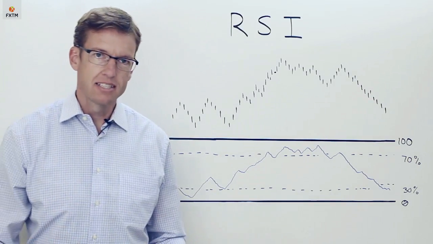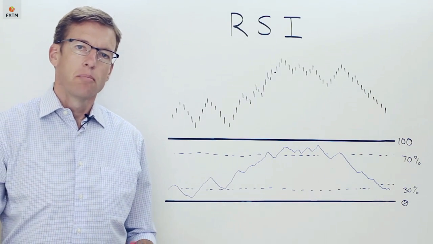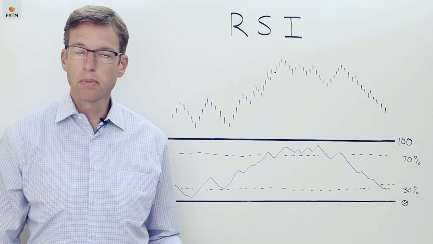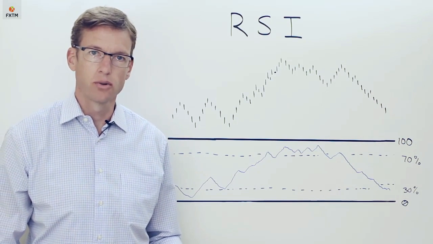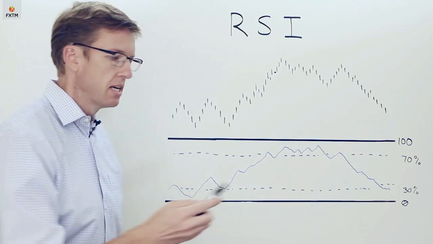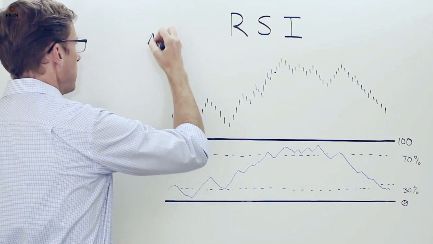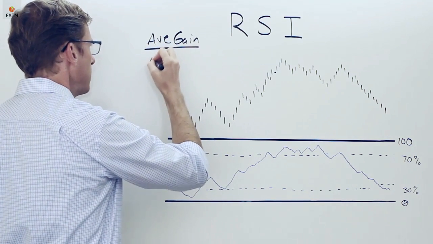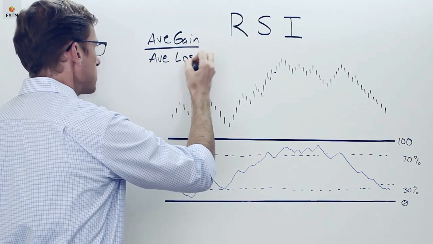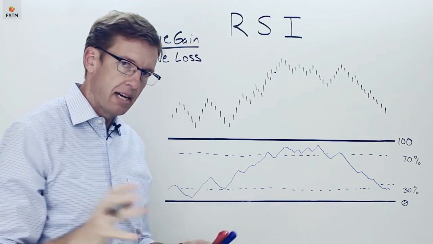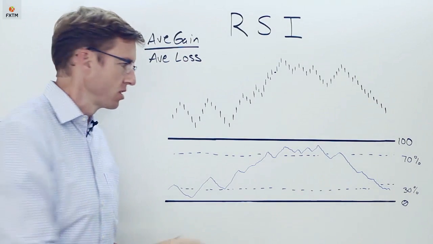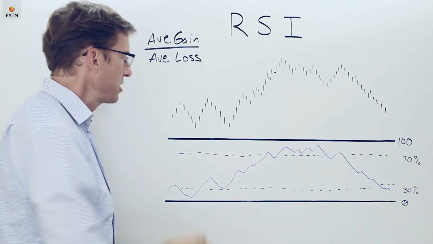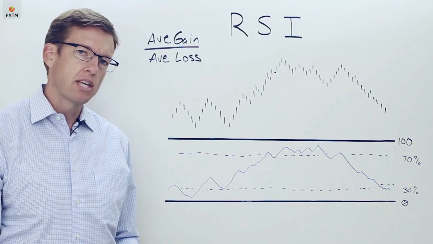Now, the oscillator analyzes price over time by evaluating the average gain versus the average loss over a specific look-back period, which the default is 14 periods, or if you're looking at a daily chart, it'd be 14 days. So let's think about it like this: we've got the average gain divided by the average loss over that look-back period. That calculation is then further manipulated so that we can put it on a ratio graph here where it can't go above 100 or below 0. But that's basically what we're doing: the average gain versus the average loss.